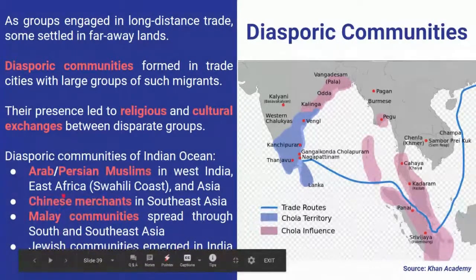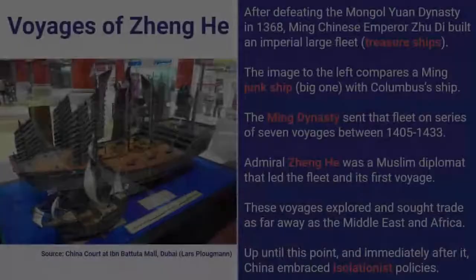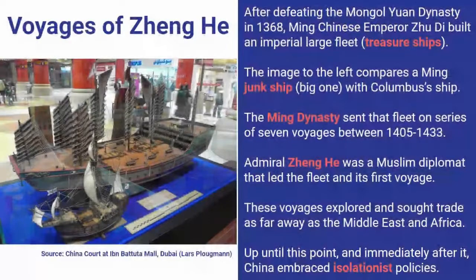Lastly, you should know that Jewish communities also emerged along trade routes in India and China. Okay, and those start from about the 12th century. That's not one of the AP ones you need to know, but it is good to know.